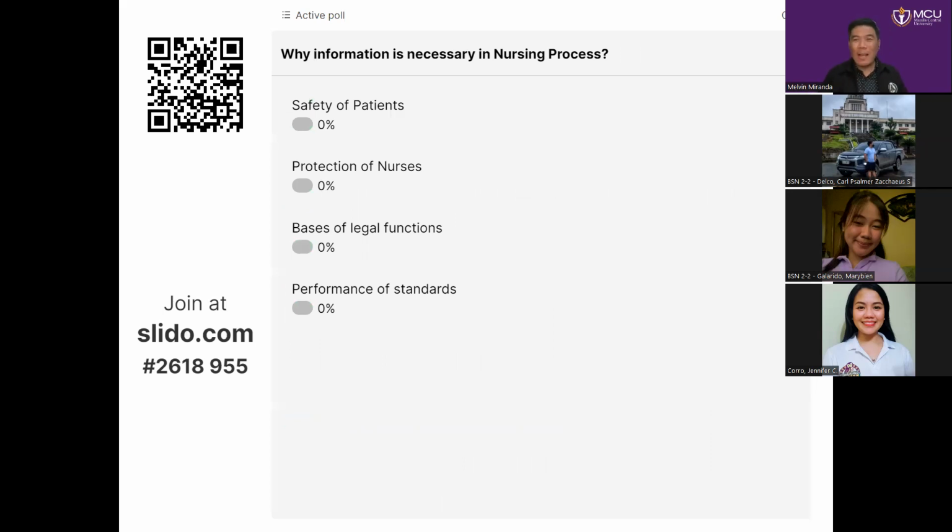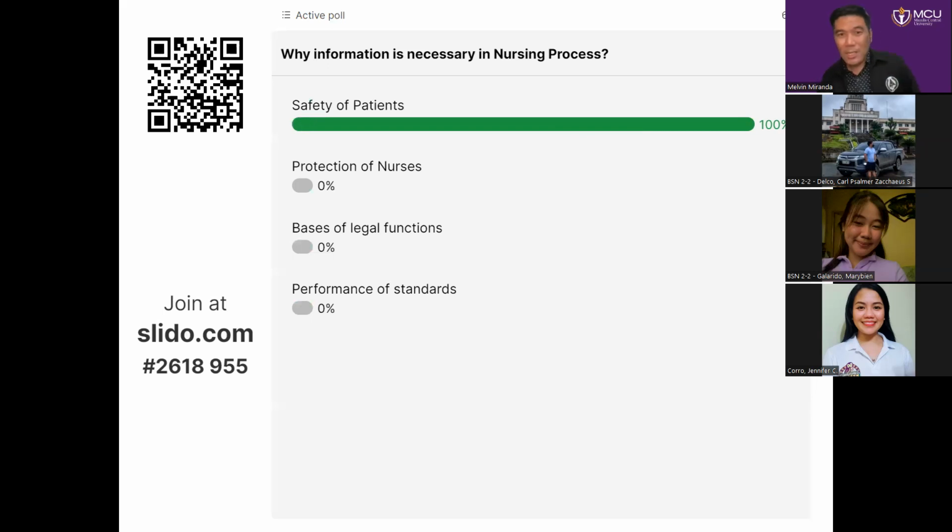So we are aware, right, that the nursing process is ADPI: we have assessment, diagnosis, planning, intervention, evaluation. Now, since the nursing process is part of our function as future professionals and even as professionals, what could be the most important thing that we will consider? All of these answers are correct, but for you, why is information necessary in the nursing process? We will connect your answers later.